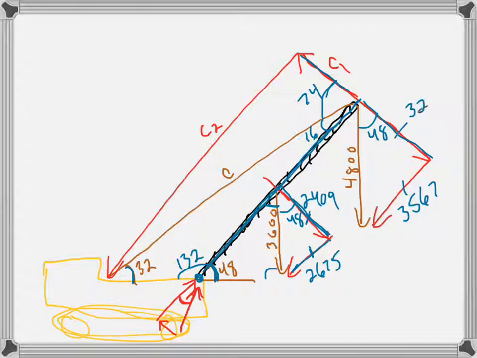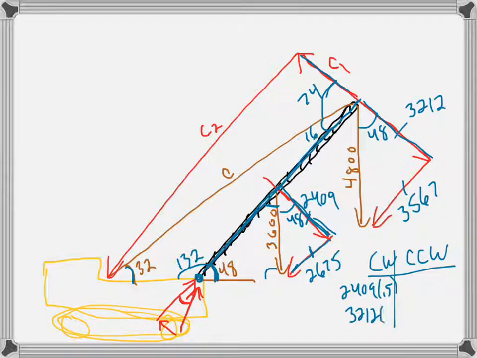That's 3212. So if I do my clockwise and my counterclockwise torques, which is how we always start boom chain problems, I'm going to have this force, 2409, and that's going to be clockwise torques. That's going to be 2409 times 0.5. And then I'm going to have 3212 times 1. And that should equal C1 times 1. If I total those all up, then C1 ended up being 4417.